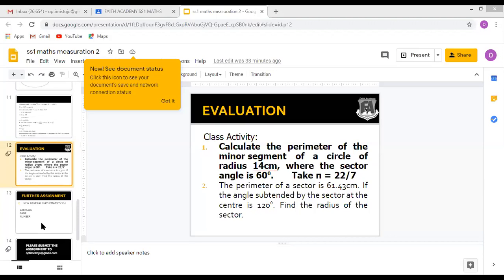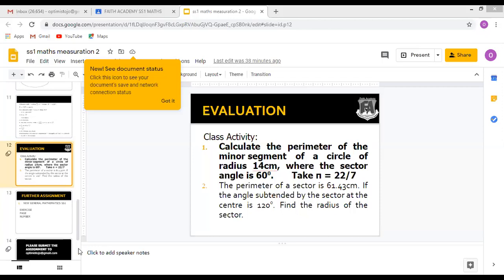I will not give you any assignment again. This is the only assignment you have. Please take your time, do it, and send it to me. But tell me the answer to the second one. The perimeter of a sector is 61.43 centimeters. If the angle subtended by the sector at the center is 120 degrees, find the radius of the sector. So tell me the answer to that one and we'll call it a day.